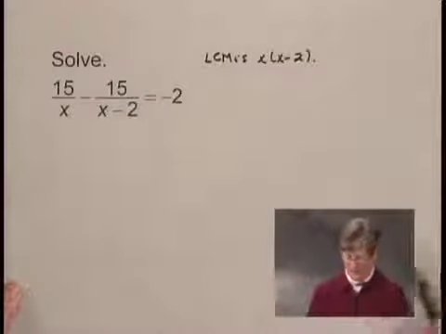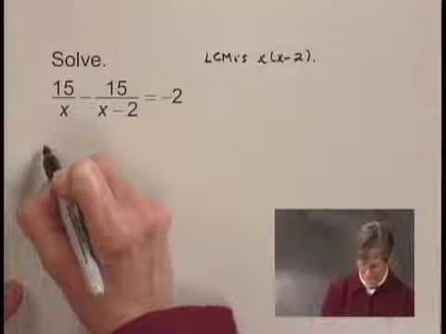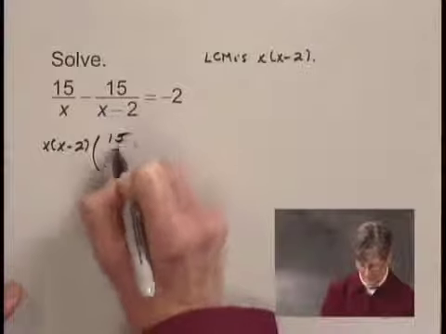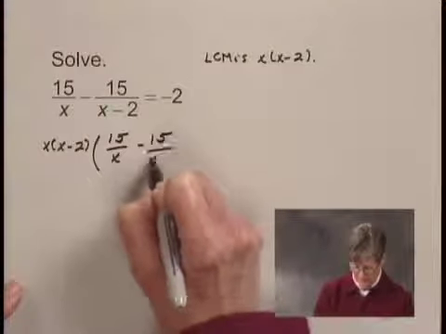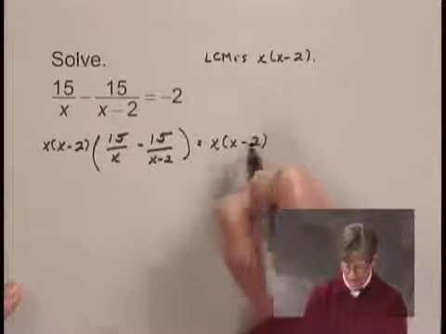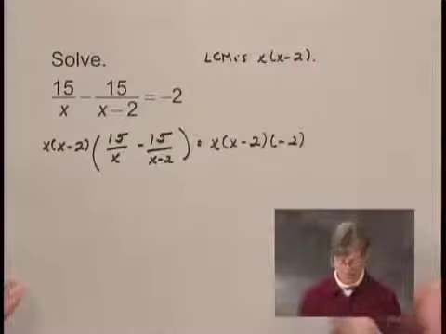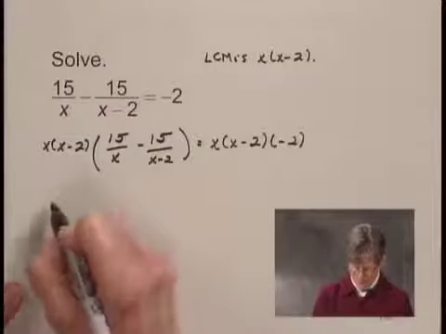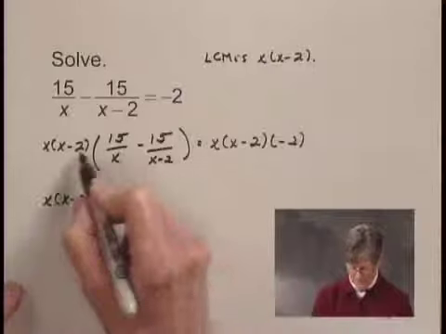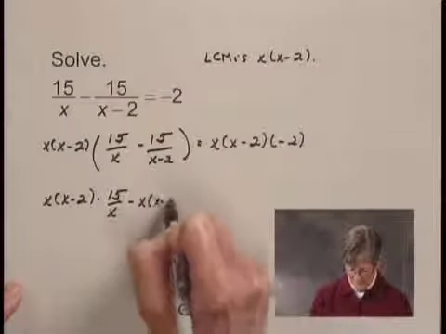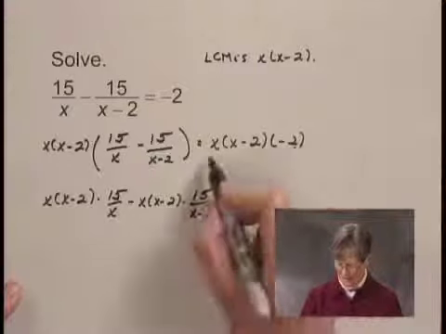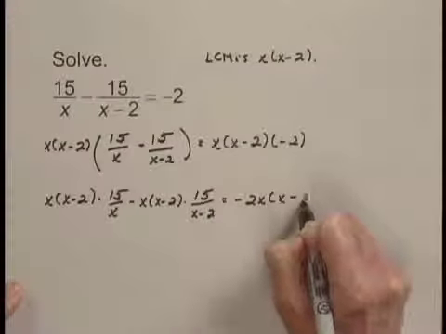Now let's multiply both sides of the equation by the least common multiple of the denominators. I'll have x times x minus 2 times the whole left-hand side, which is 15 over x minus 15 over x minus 2. And that's equal to, doing the same multiplication on the right, x times x minus 2 times negative 2. Now on the left-hand side, removing parentheses, I have x times x minus 2 times 15 over x, minus x times x minus 2 times 15 over x minus 2. And I'm going to rewrite this, multiplying the negative 2 and the x, as negative 2x times x minus 2.